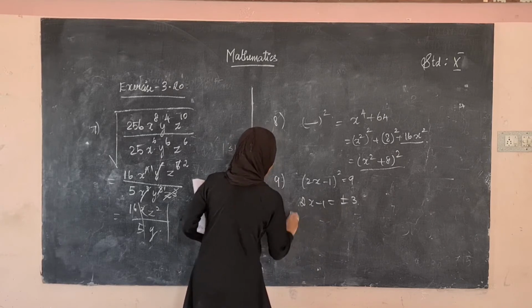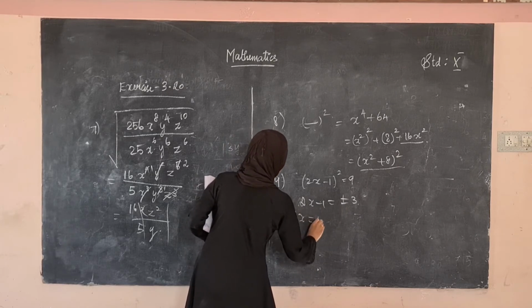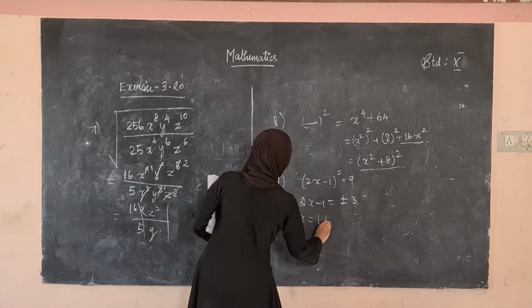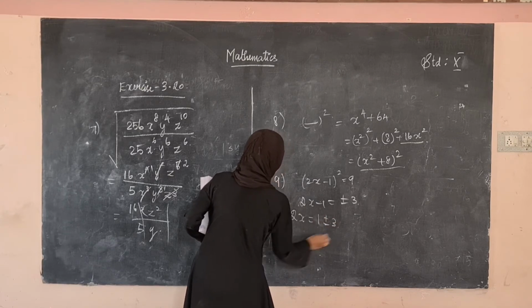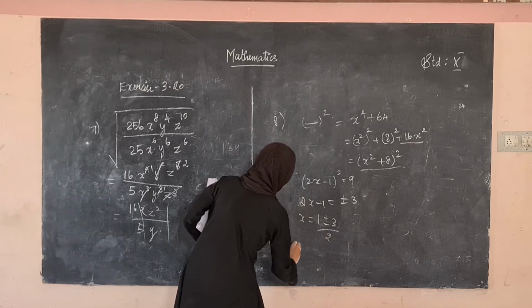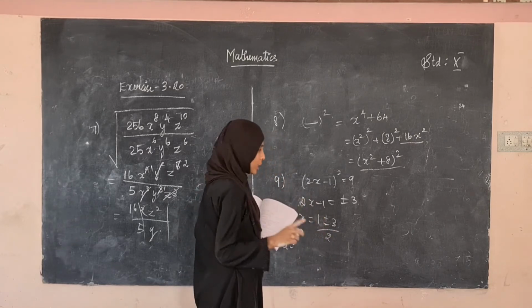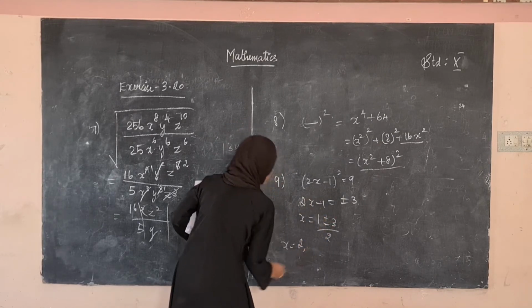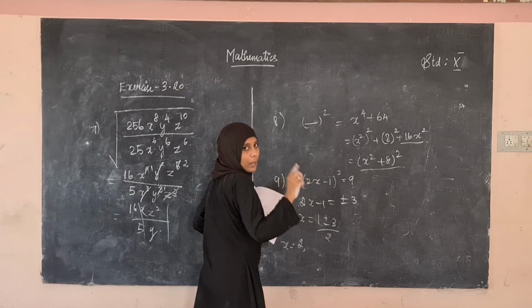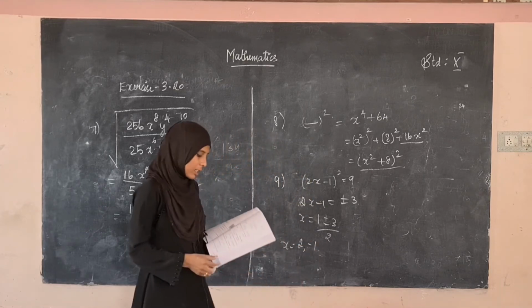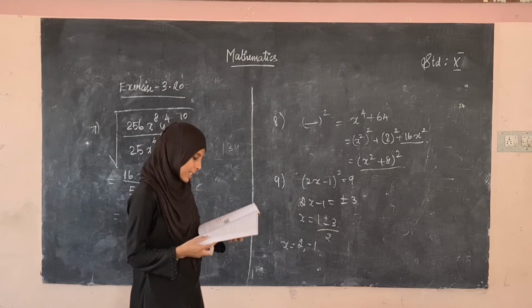And bring this 3 outside. 2x is equal to plus or minus 3 plus 1, right? Therefore x is 1 plus or minus 3 divided by 2. First let us take the positive. 1 plus 3 is 4. 4 divided by 2 is 2. 1 minus 3 is minus 2. Minus 2 divided by 2 is minus 1. So the values are minus 1 and 2. So the option is C.